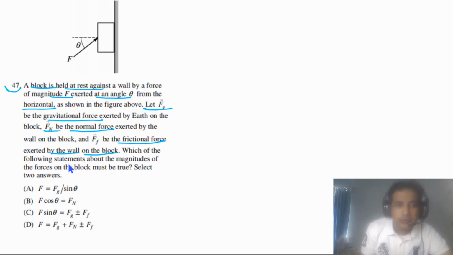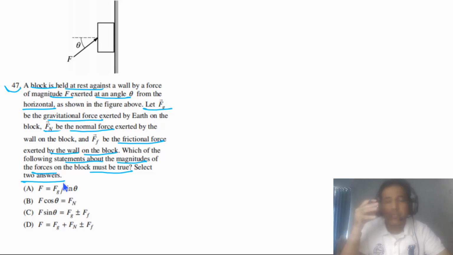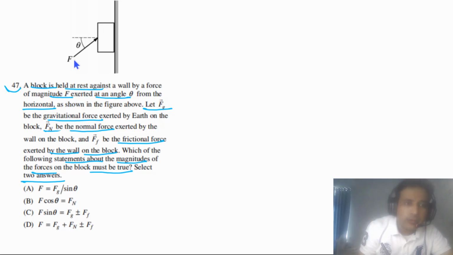Which of the following statements about the magnitudes of the forces on the block must be true? Select two answers. We have to select two answers. And this question is simply about forces, the forces acting on the block. One force is given to us, capital F. This force is acting on the block.